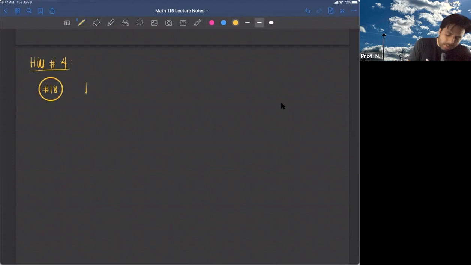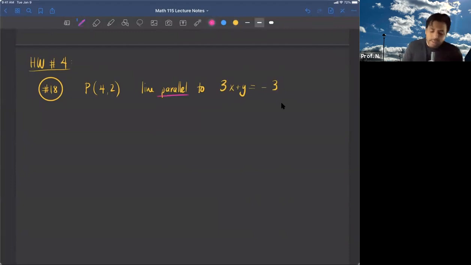So if I have a point (4, 2), and I have a line parallel to 3x plus y equals -3 as an example, right? The key word here is parallel. So the first thing I always want to find is the slope-intercept form. So I subtract by 3x, and the reason why I do that is because when I do that, I know my slope. I know my slope is -3.